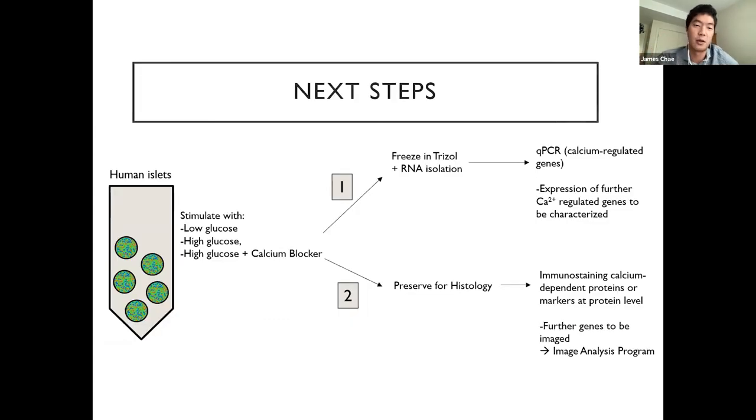My next steps are getting more human islets as they come in. I'm going to do more RNA isolation and qPCR for further calcium regulated genes so that these can be characterized based on the data set that was derived before. My second stream is looking at patterns expected from the data set at the protein level with immunostaining to see if these genes overlap. With this kind of information, we can characterize the nature of healthy islets in the body, how they express their proteins, and how we can see them when they're regulating properly or not. It's going to be a lot of good information in the future for islet biology in general. And that was my presentation.